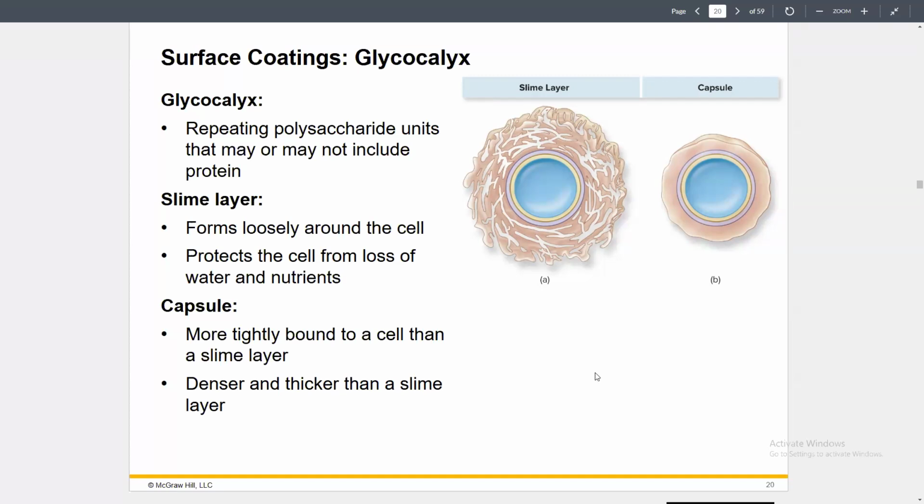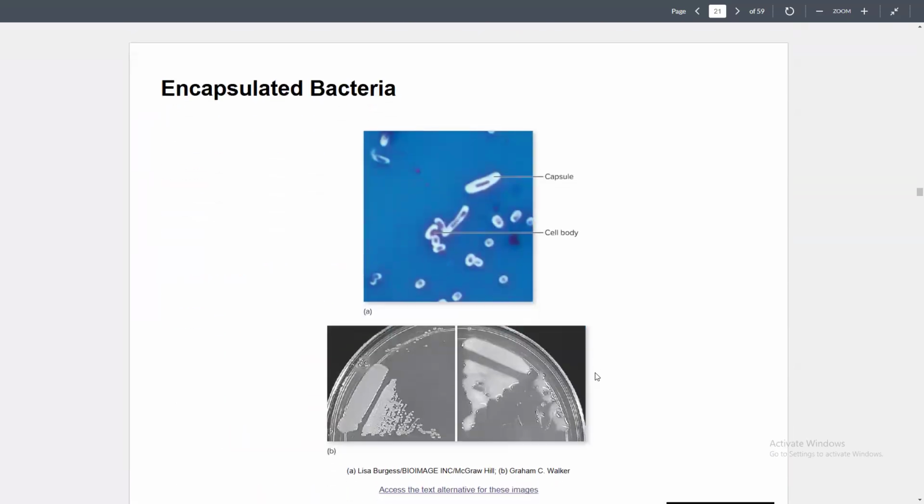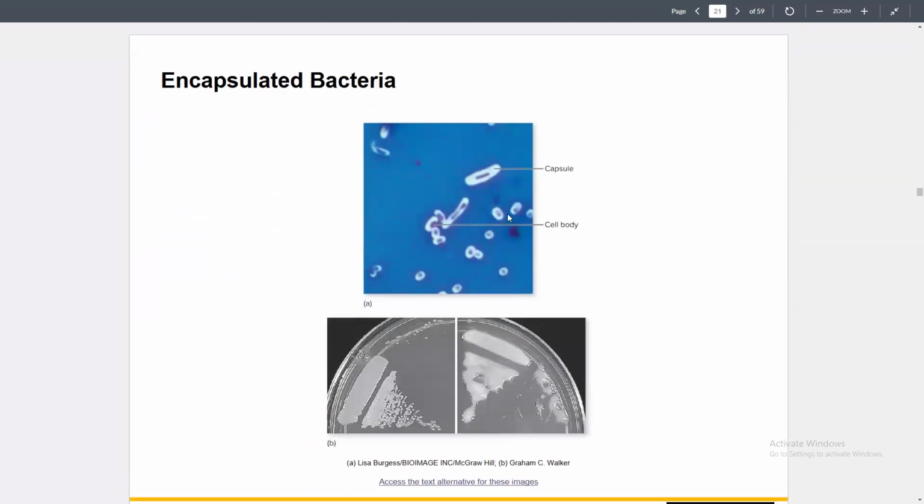Either way, these are pretty sticky. These are usually associated with adherence to surfaces, but our capsule actually has more function than that. So here's some images of encapsulated cells. We're actually going to do a stain very similar to this one. We have our background that's stained here, so we're using a negative stain to stain the background, a positive stain to stain the cells. And here, this white area did not stain.